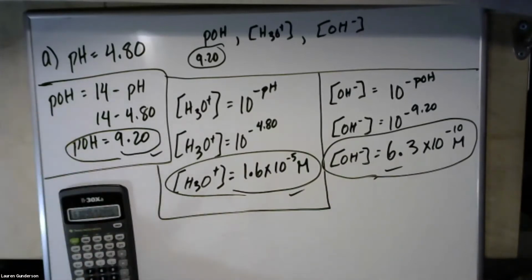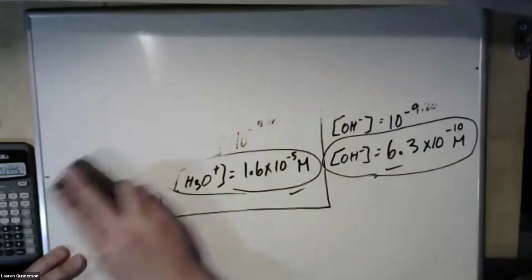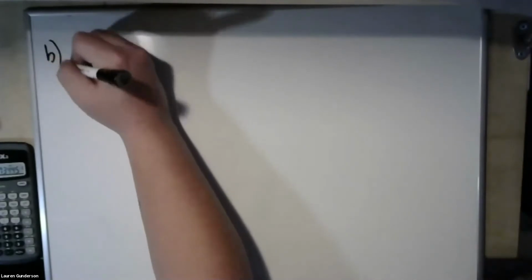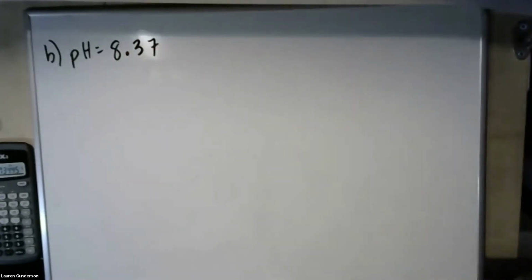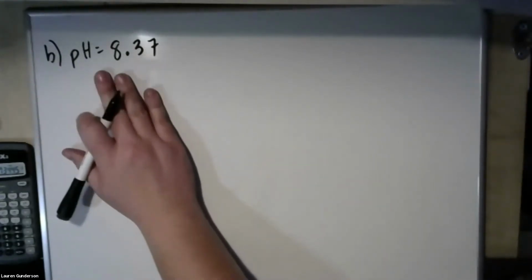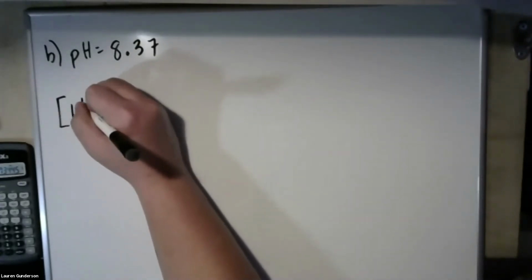Okay, so let's do that for the next one as well. In this one, we're starting with the pH of 8.37. That's our first piece of information. I'm going to use a different order to approach this problem just so you can see it from a different perspective. Okay, so right from this pH value, the first thing I'm going to do is find my hydrogen ion concentration.